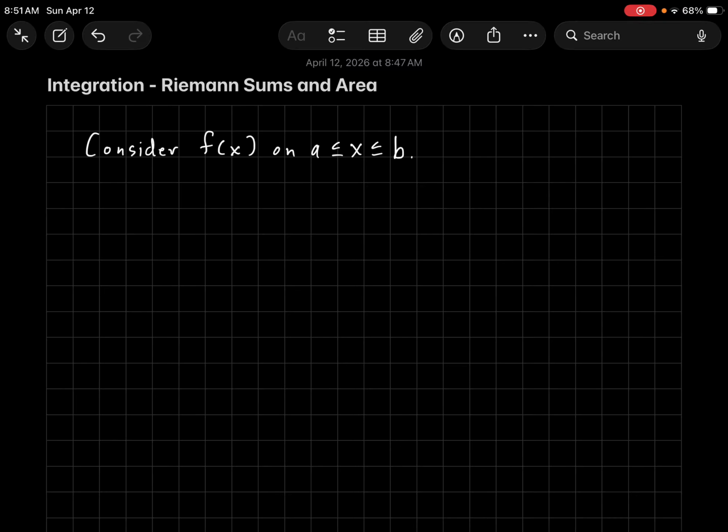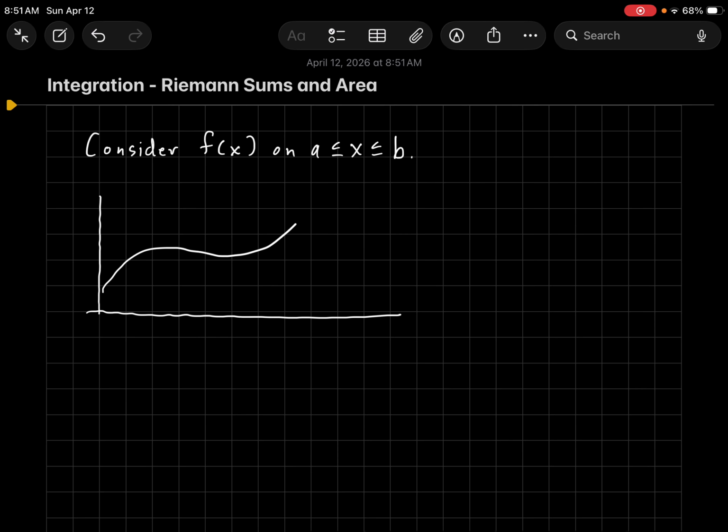Let's consider a function f of x on the interval a to b. I'm going to draw a somewhat simple, not overly simple, but not overly complicated function f of x. And I will choose some values a to b, like this. Now our goal would be to find the area beneath the curve, really the area between the curve and the x-axis. How can we do that?